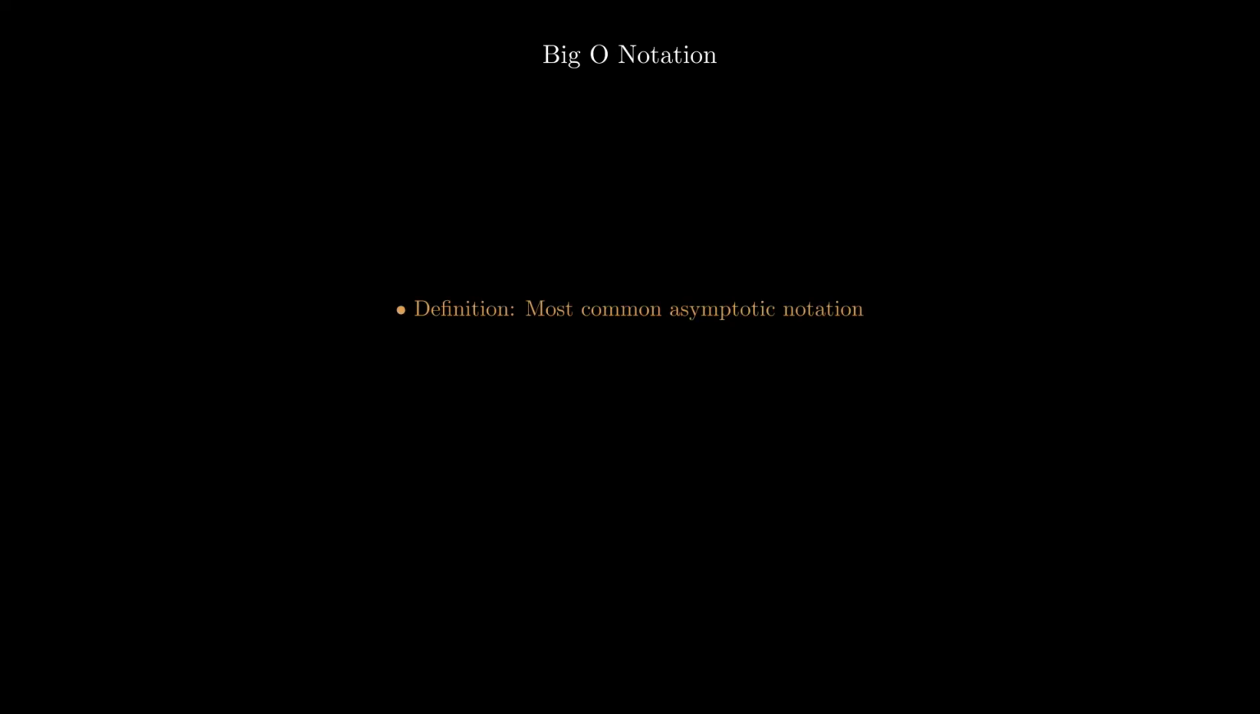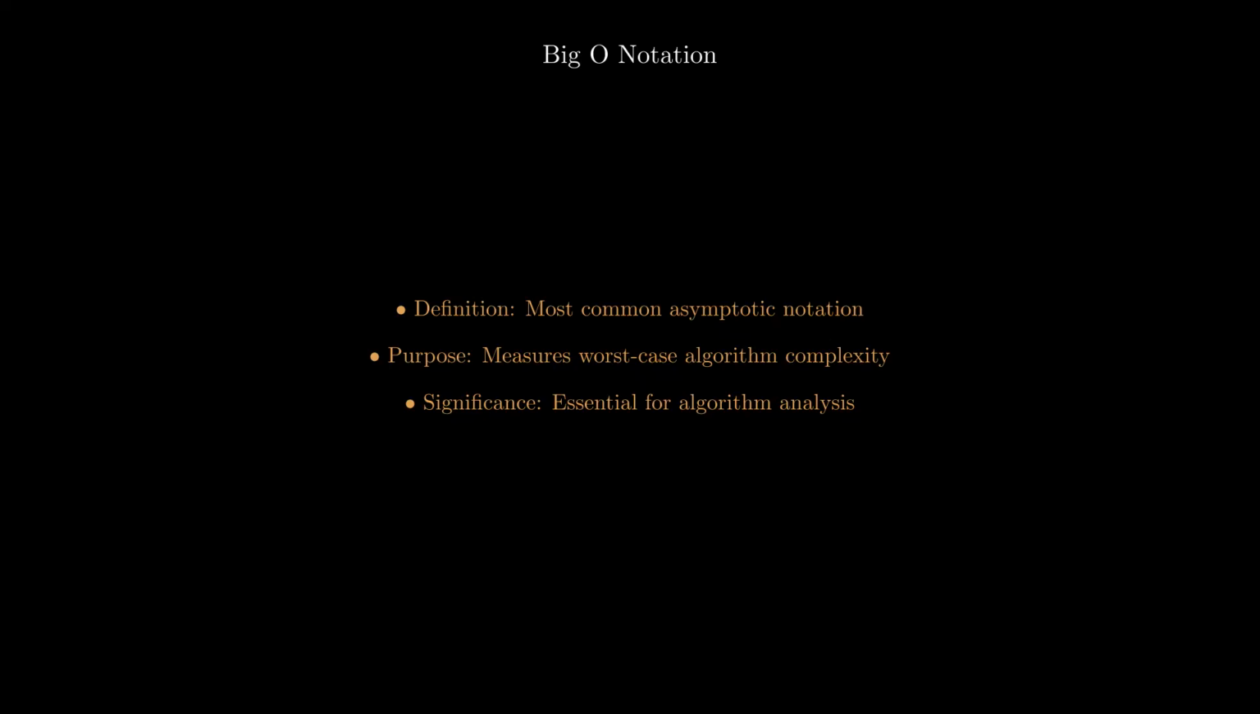Big O notation is vital because it provides a way to describe the worst-case scenario of an algorithm's performance. Think of it as the safety net that tells us the maximum amount of time or space an algorithm might need under the most challenging conditions.